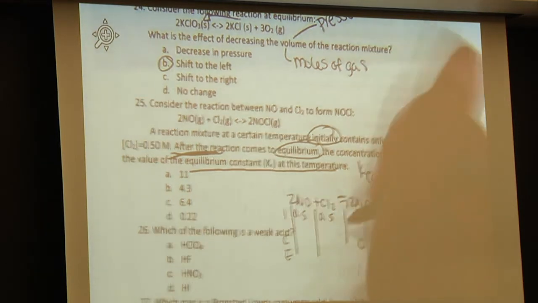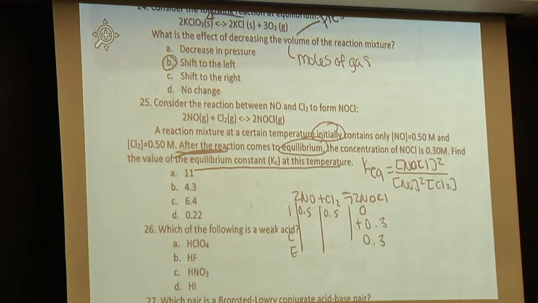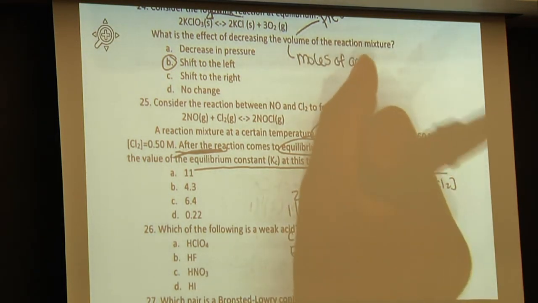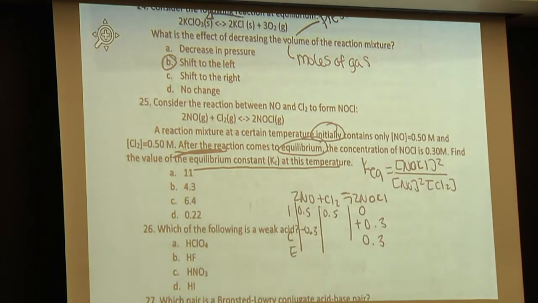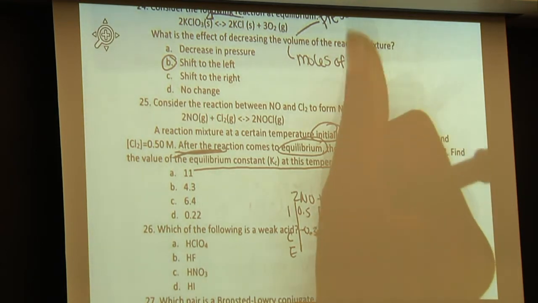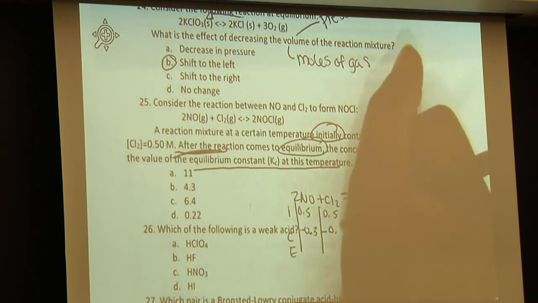So the change for NOCl is plus 0.3. The change of NO, however, would be minus 0.3 because they have the same mole-to-mole ratio, 2 to 2 or 1 to 1. Looking at Cl2, however, it's a 2-to-1 ratio going from NOCl to Cl2. So what would be the change there? Will it be half or double? Half. So it should be minus 0.15.